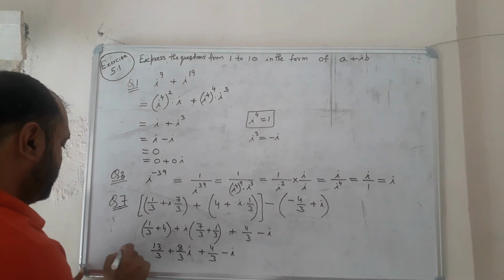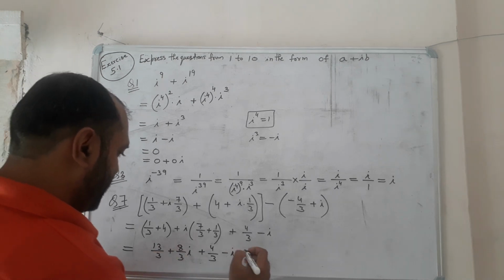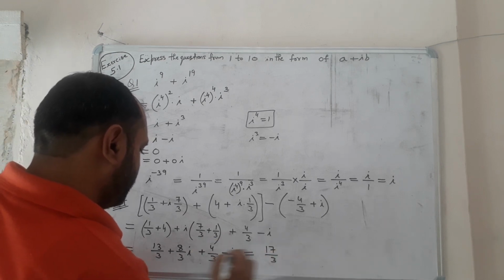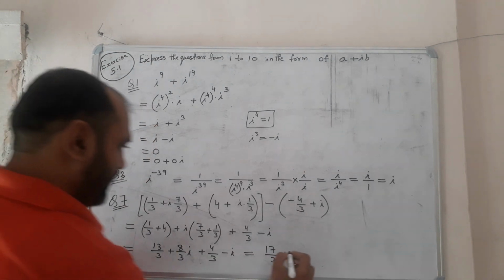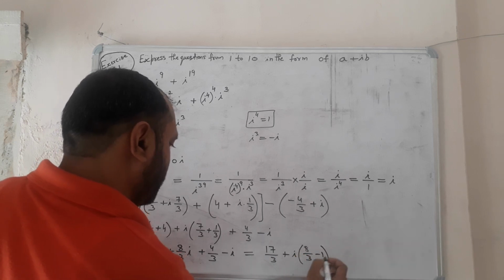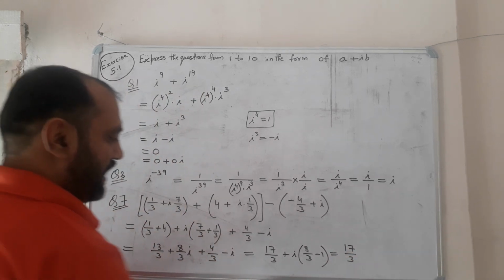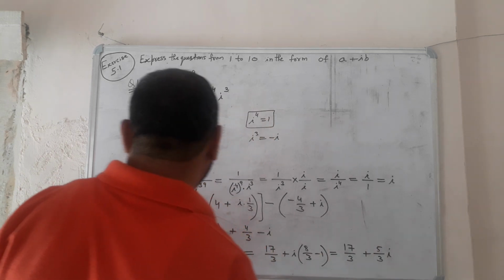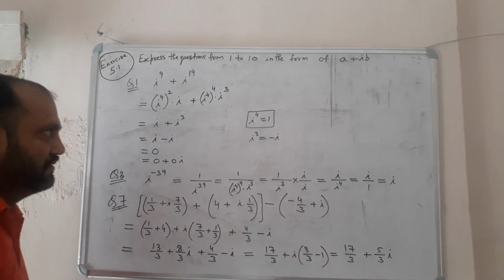Now I am combining these real parts and imaginary parts. When you add these real parts, we get 13 plus 4, 17 by 3, and plus 8 by 3 minus 1. Iota is common here, so 8 by 3 minus 1. So we have the right answer, that is 17 by 3 plus 5 by 3 iota. So this is the right answer for this question. Clear?